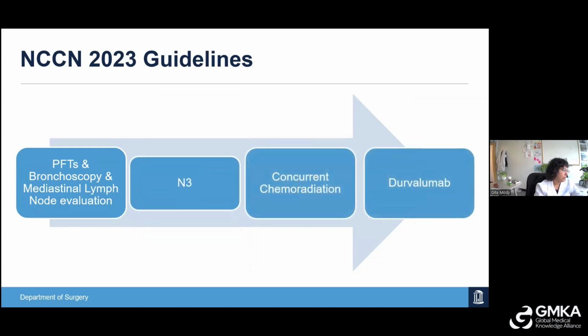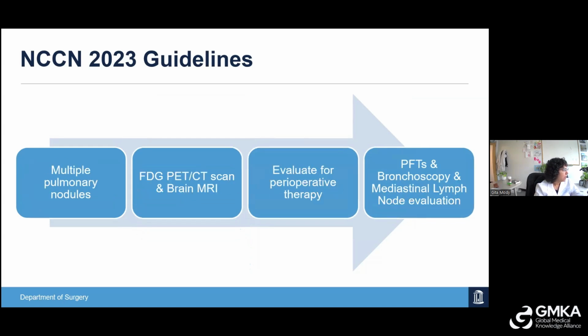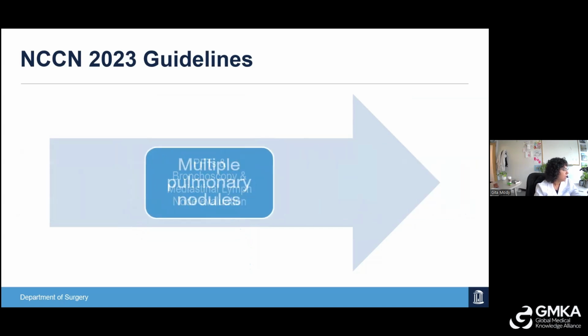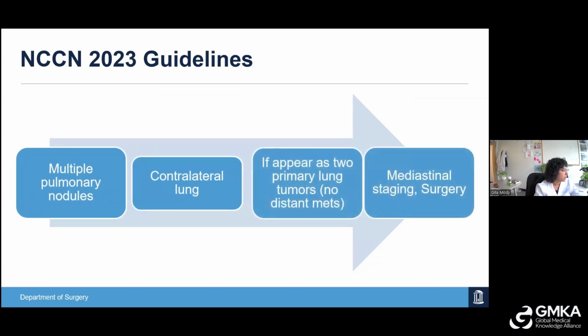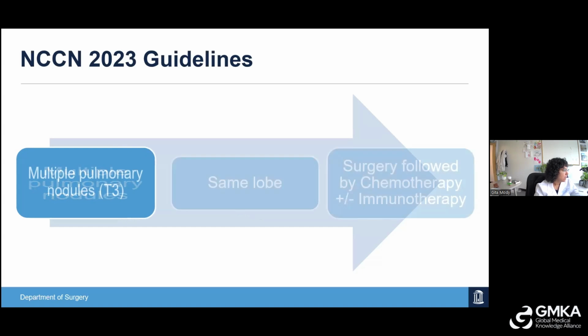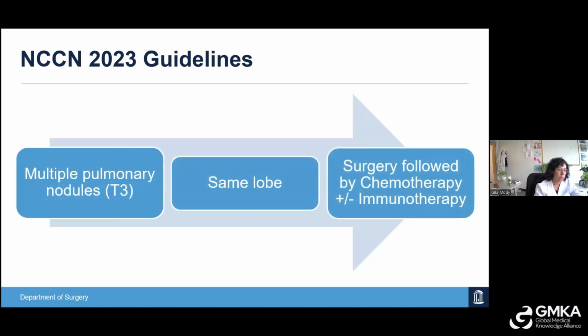Okay, and N3 disease would usually be concurrent chemoradiotherapy with immunotherapy afterwards if they tolerate it. It can cause a pneumonitis, so 20% of patients can't get through the regimen. Multiple pulmonary nodules, just keeping in mind if they're bilateral that the mediastinum needs to be staged before resection. Yeah, mediastinal staging and surgery. And if in the same lobe, we may go first to surgery and then follow with chemotherapy.